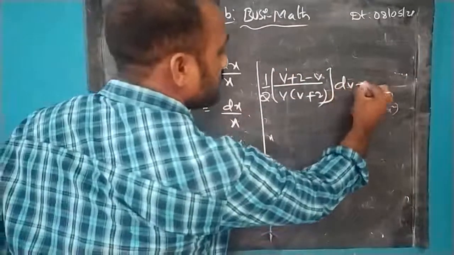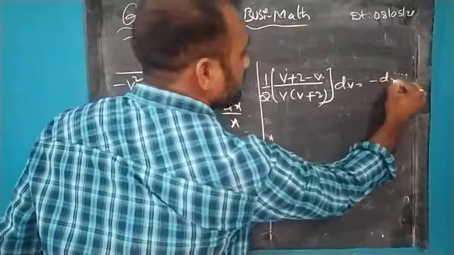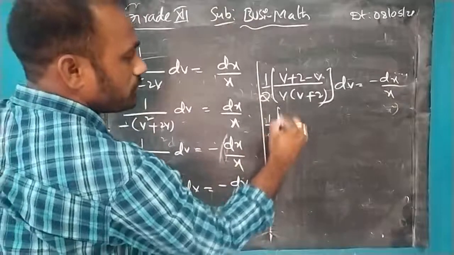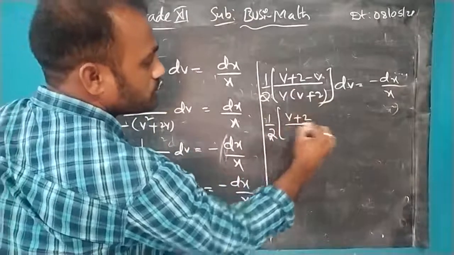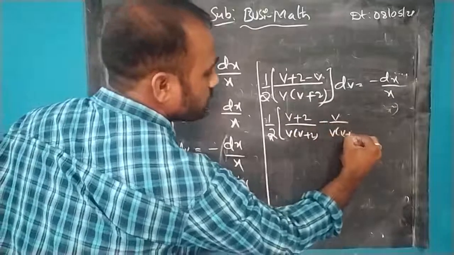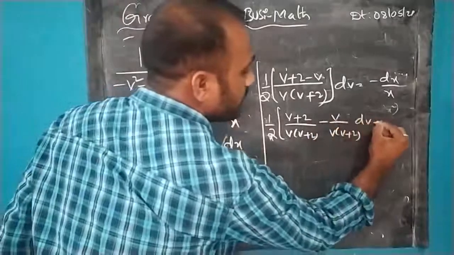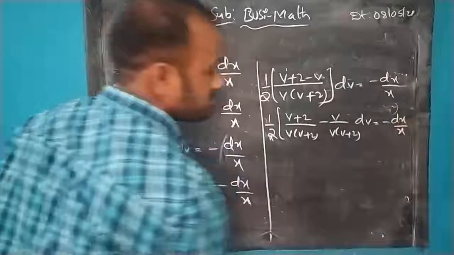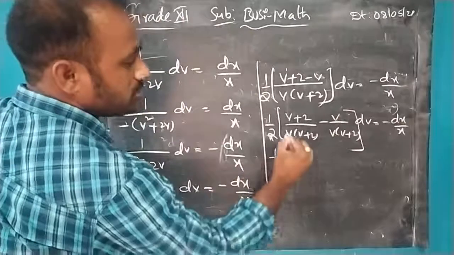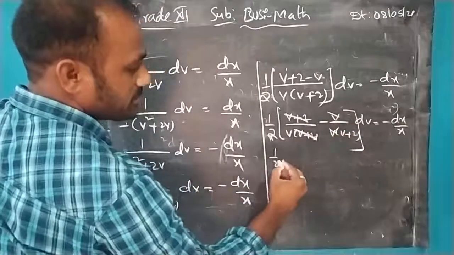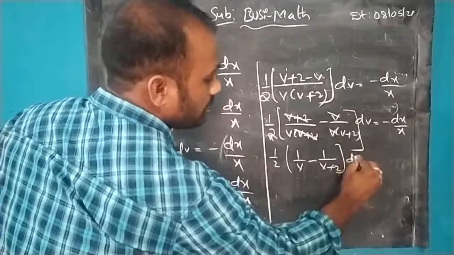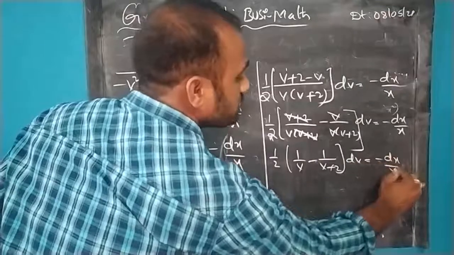dV is equal to minus dx by x. So now this can be split as 1 by 2 times the bracket of (V plus 2) by V into (V plus 2) minus V by V into (V plus 2) dV is equal to minus dx by x, bracket close. 1 by 2 as it is here, V plus 2 gets cancelled, V gets cancelled, so 1 by V minus 1 by (V plus 2) dV is equal to minus dx by x.